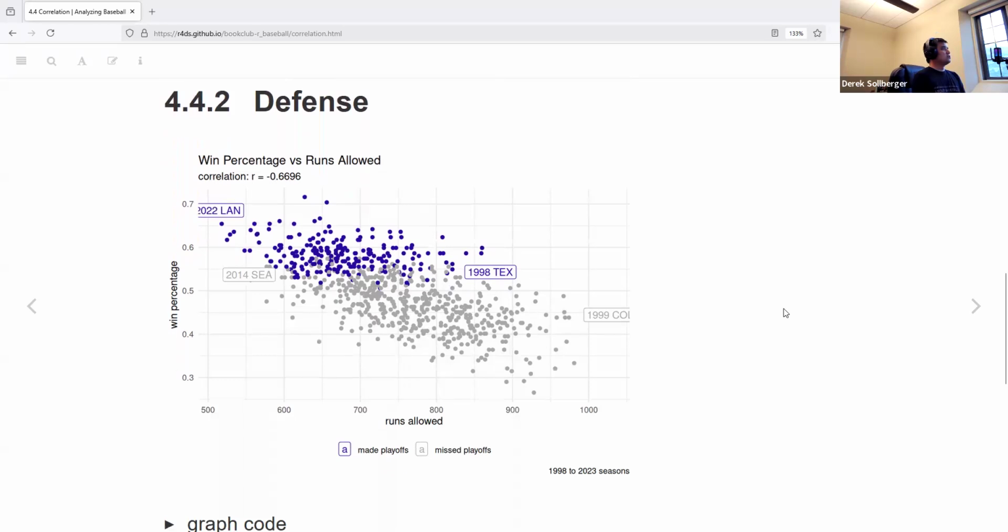Now, let's look at another variable, win percentage, this time versus runs allowed. As you can imagine, the teams that allow more runs tend to win fewer games. So we see a negative correlation, this time of a value of about negative 0.67 there in the top left corner.